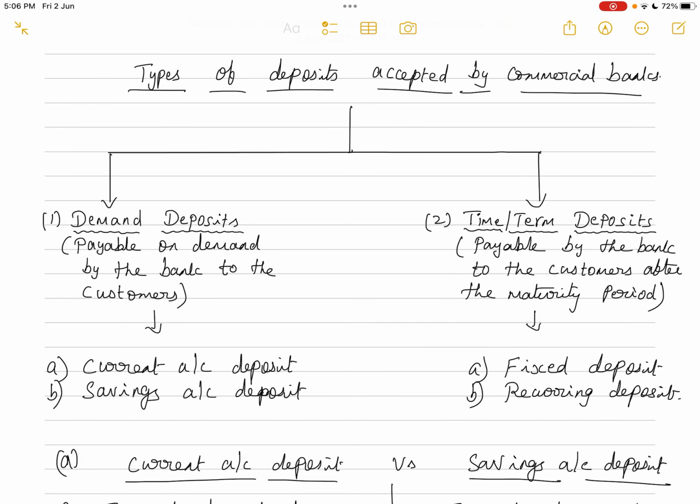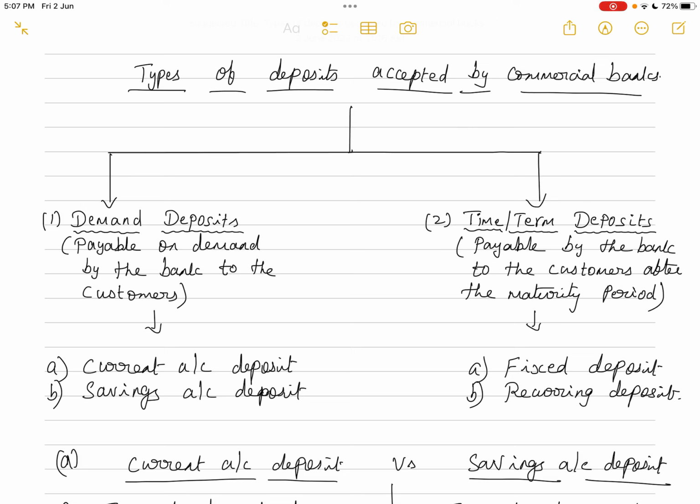Okay, so there are two types of deposits accepted by the commercial banks. The first one is the demand deposits and the second one is the time or term deposits. So the demand deposits, the name itself says, these are all the deposits payable on demand by the bank to the customer, because the customer has deposited his money in the bank, and whenever the customer demands this money, the bank is liable to repay the amount to the customer. So that is what is known as the demand deposits.